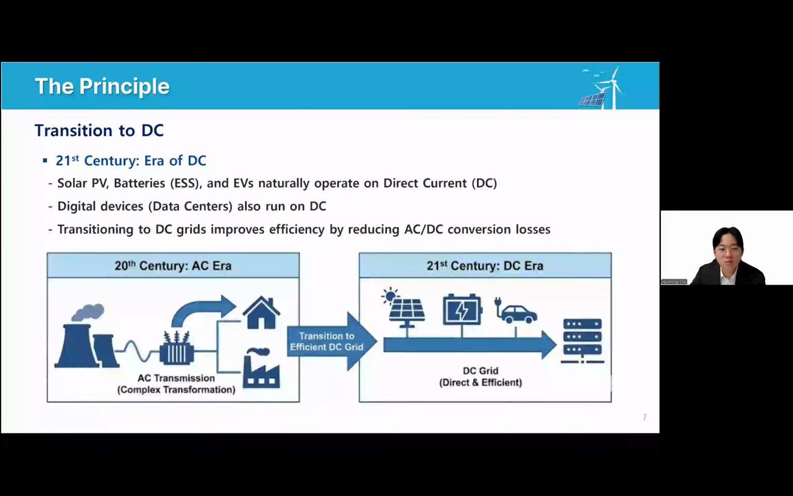Due to the problems I just mentioned with AC, today we are moving toward the era of DC. Solar panels, batteries, and EVs naturally operate on direct current, and digital devices and data centers also run on DC. Therefore, by using DC grids, we can reduce energy losses from AC-DC conversion and improve overall system efficiency.